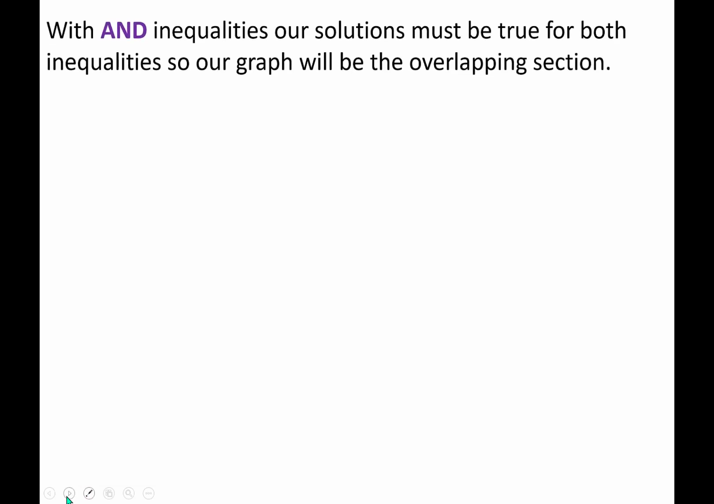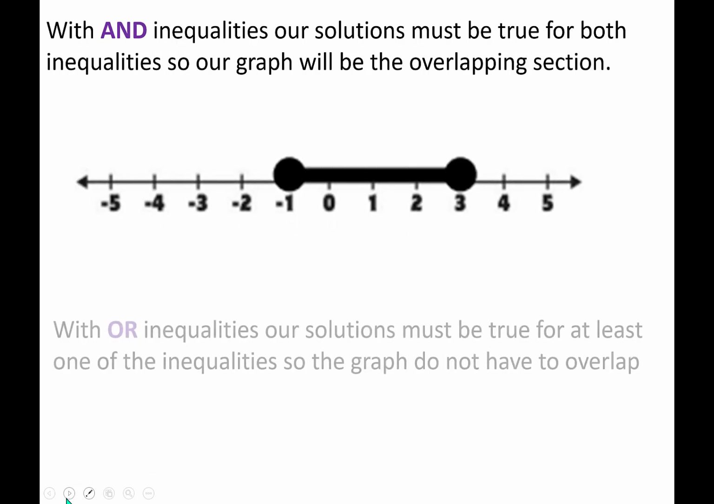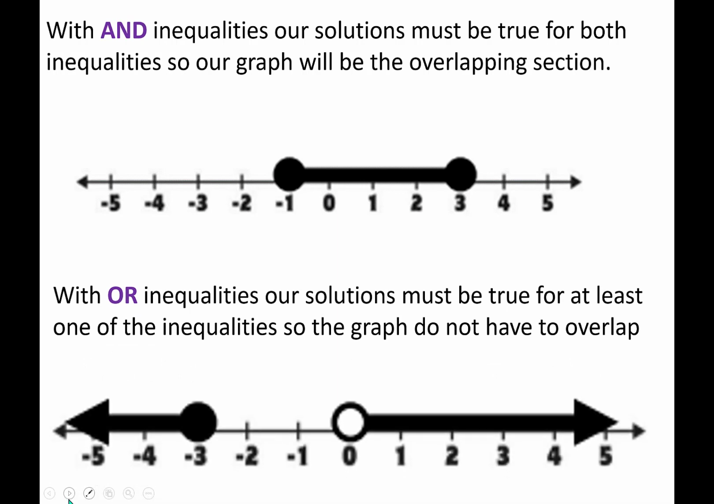All right, with an "and", our solutions must be true for both. Just making sure we understand this, our graph will be the overlapping section. With an "or", our solutions have to be true for at least one of them. So we will have a graph that does not overlap, typically.